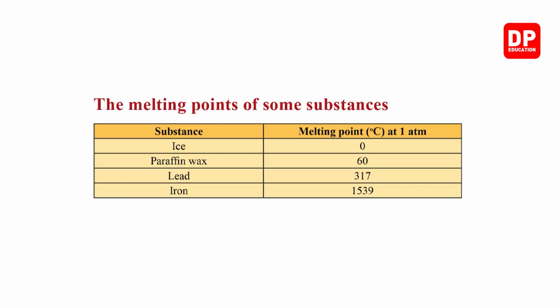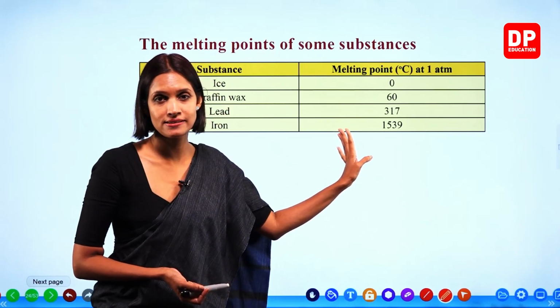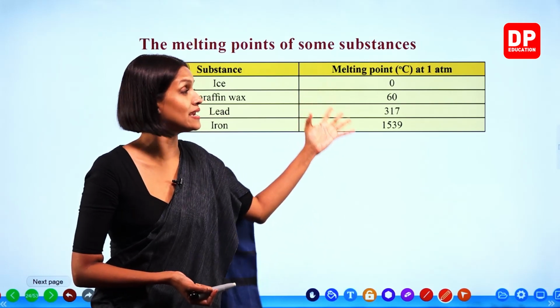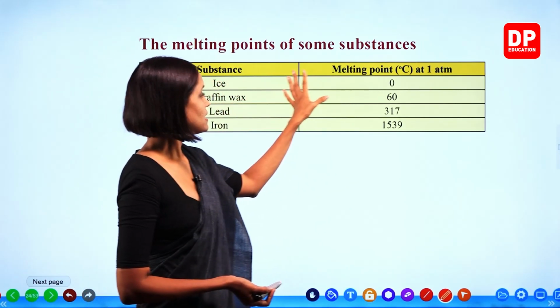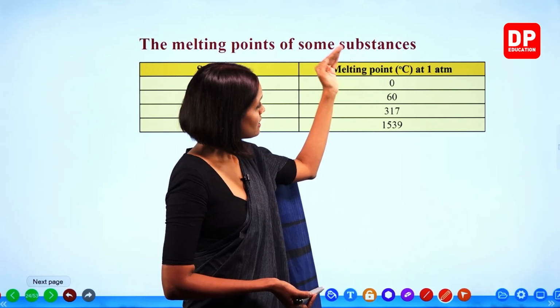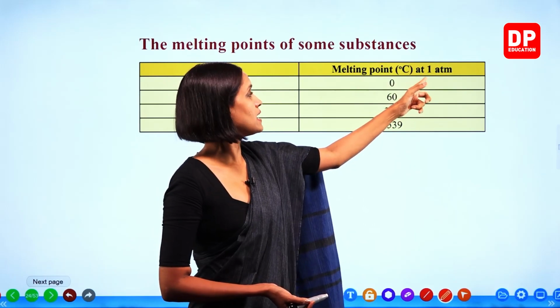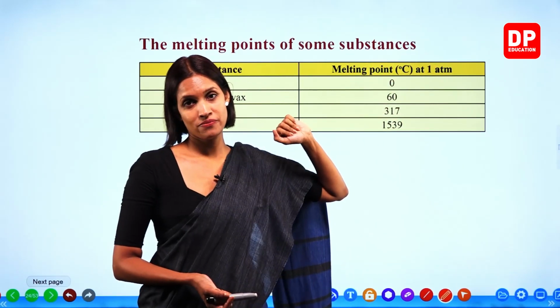Right, look at this table. The melting points of some substances. You don't have to memorize these things at all. Don't try to memorize them, but get an idea how it changes. In this column it's given substance. Here it's given melting point in degrees Celsius at 1 atm. Atm is atmospheric pressure.